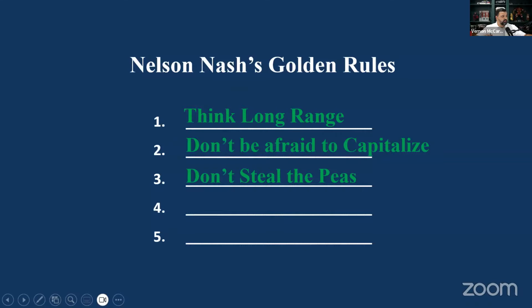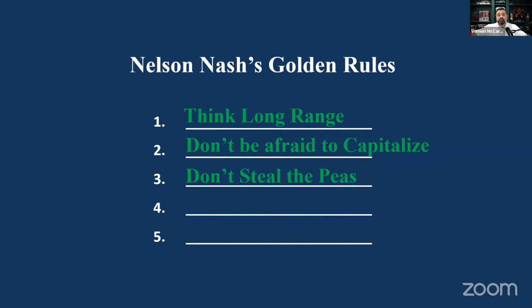If you've read Nelson's book, you're familiar with the 3rd golden rule: don't steal the peas. If you haven't read Nelson's book, it'll become a lot more clear to you when you do. But essentially what he's saying there is, if you're going to borrow money from the life insurance company that you co-own, make sure you repay that loan, and repay that loan with more interest than what they're asking for, or more than what you took out.